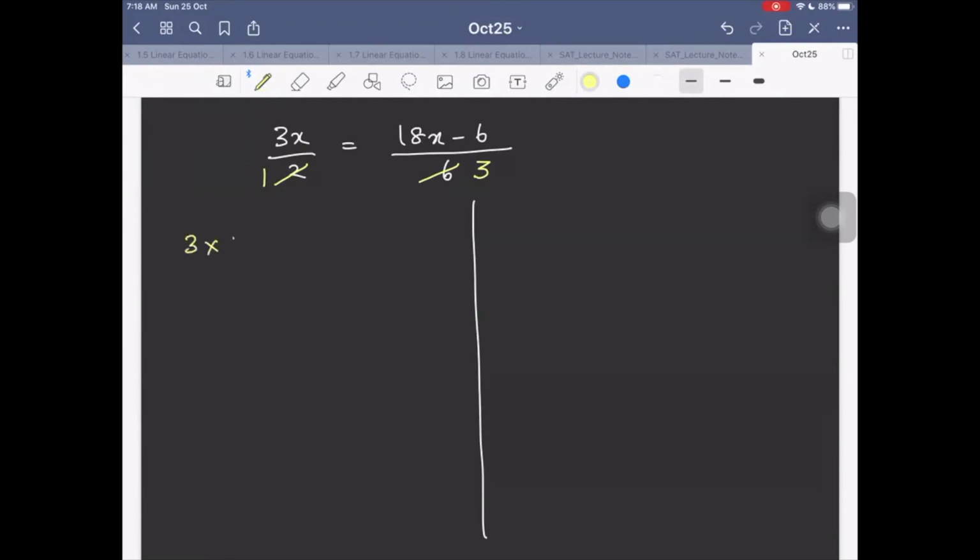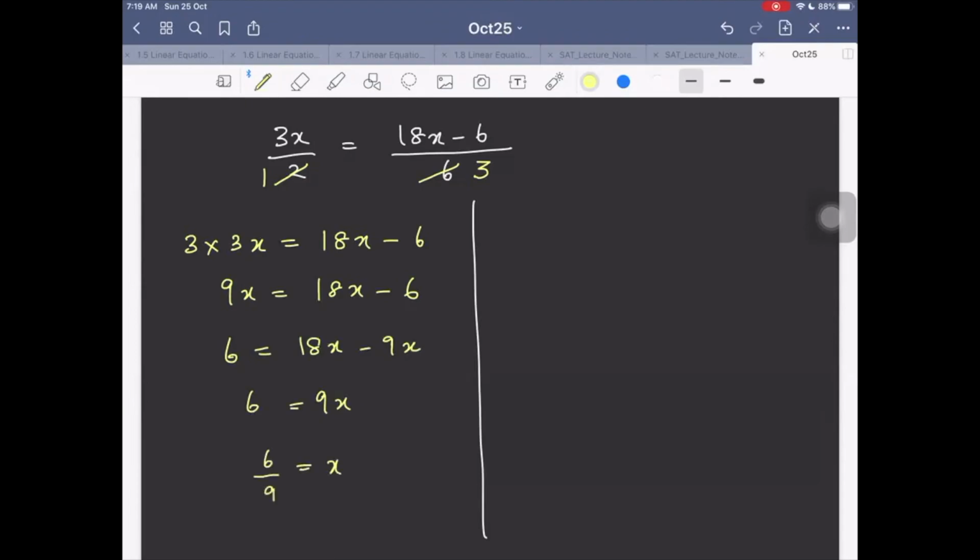So we have 3 into 3x is equal to 1 into 18x minus 6. So we have 9x is equal to 18x minus 6. Again, 6 is equal to 18x minus 9x. So 9x is equal to 6. Again, x is equal to 6 by 9, which is 2 by 3. This is one way to simplify the denominator.